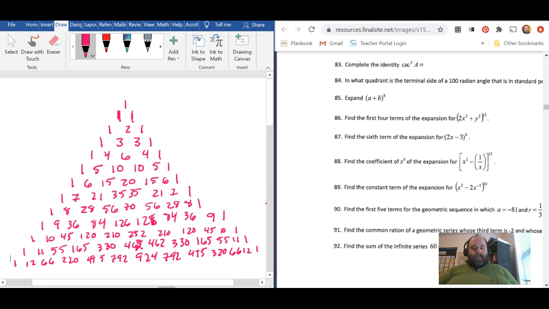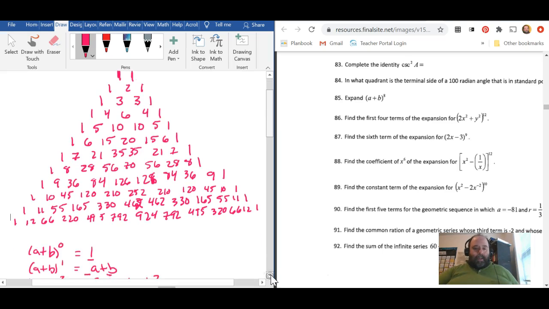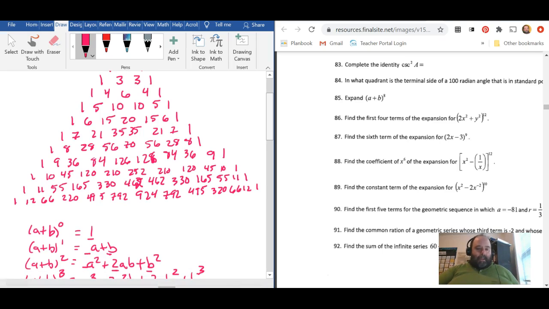All right, so what does this mean? In a 12th expansion, this is going to be like a to the 12th plus 12a to the 11th times b plus 66a to the 10th times b squared, so forth and so on. All right, so let's think about this a little bit.